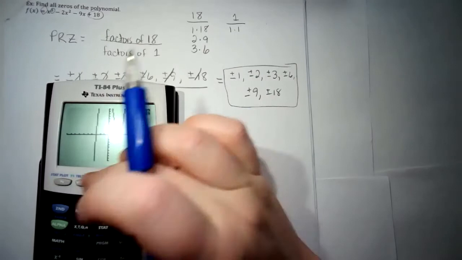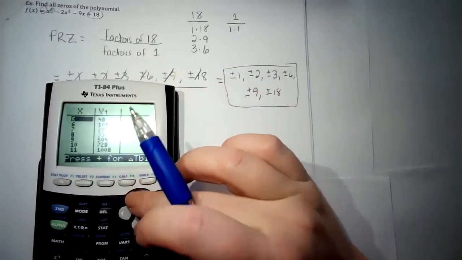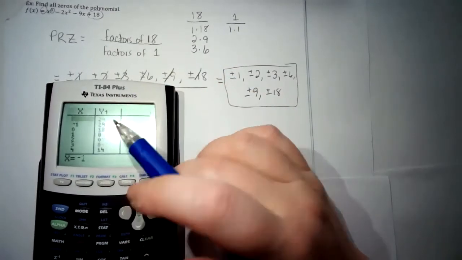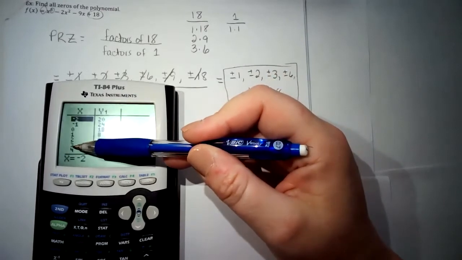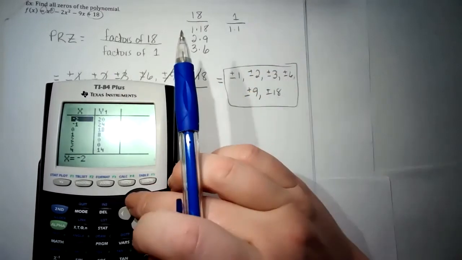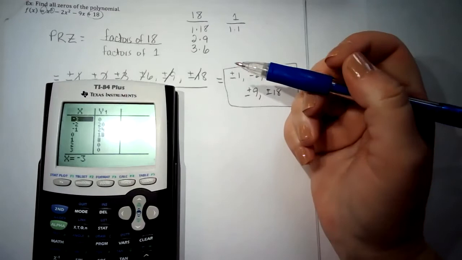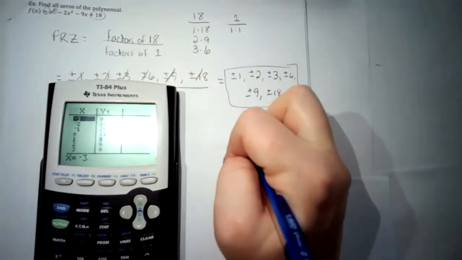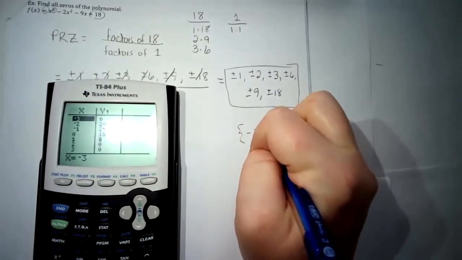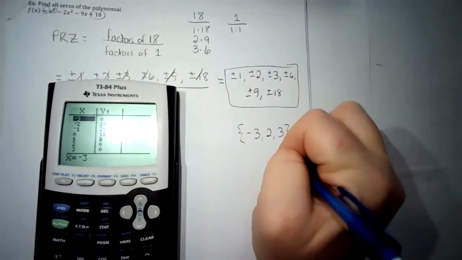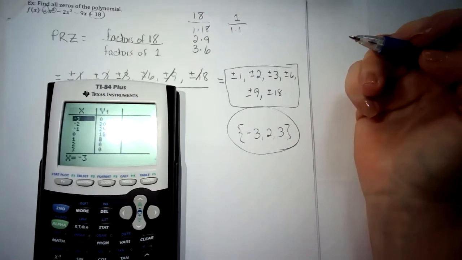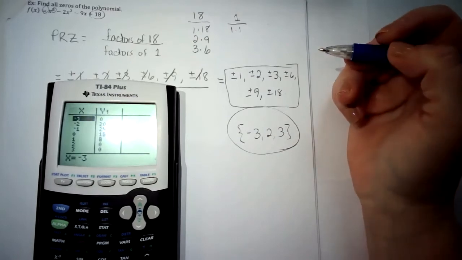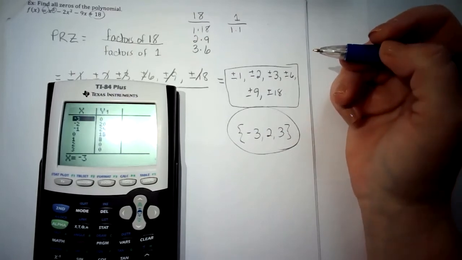And you can also go to your table and see, okay, definitely it's 3, it's 2, and it's -3. And since you knew there were supposed to be 3 and you found your 3, you can actually just write them and be done with the whole thing because you already found them on your calculator. See how easy that is? So you don't even have to go on and do anything if you don't want to.